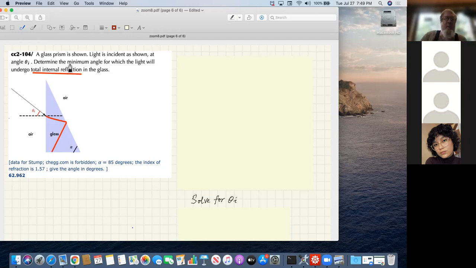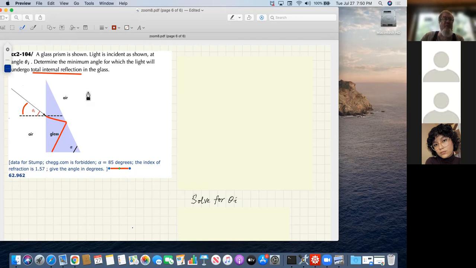And the question is, what's the minimum value of theta I for which that will be true? In other words, if you make theta I large enough, then you'll get total internal reflection. You want the very smallest angle, theta I, for which you get total internal reflection. If theta I is any amount larger than that, you'll also have total internal reflection. Now, what information are you given? Well, you're given the angle of this prism, 85 degrees.